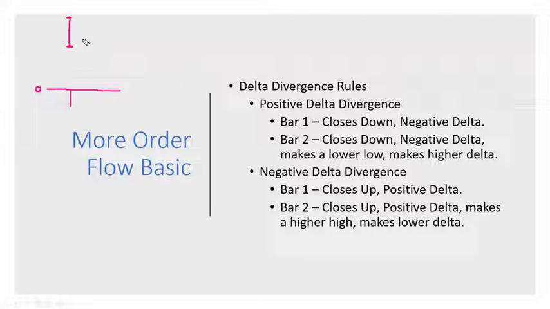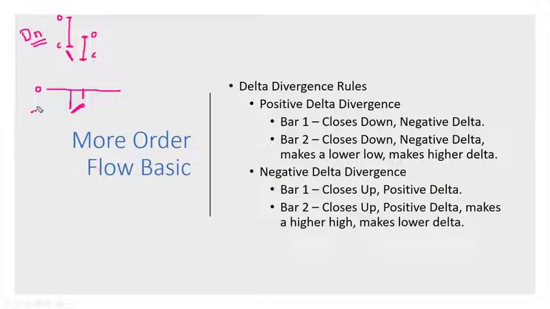On the next bar, we again go down. This is the open, this is the close. So it is a negative bar. Delta is again negative, but this time the delta value is above the delta on the prior bar. So you see, we make a lower low, we make a higher low on delta. But both these bars have to be down bars.